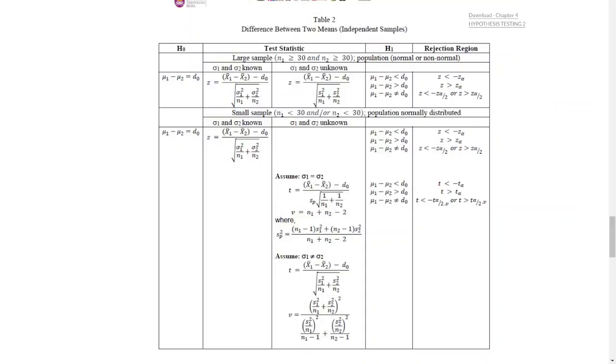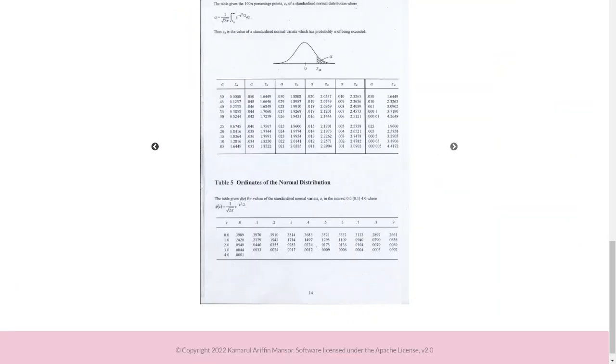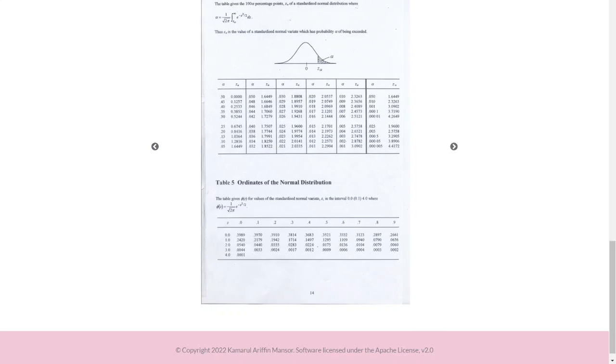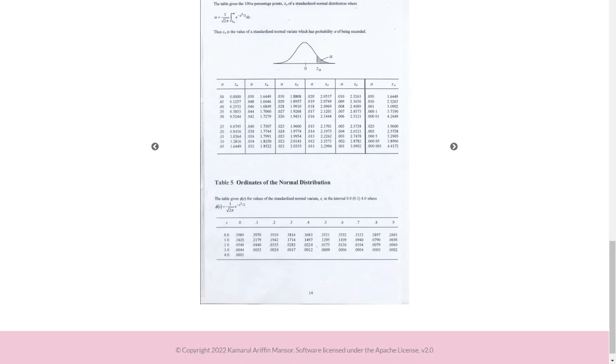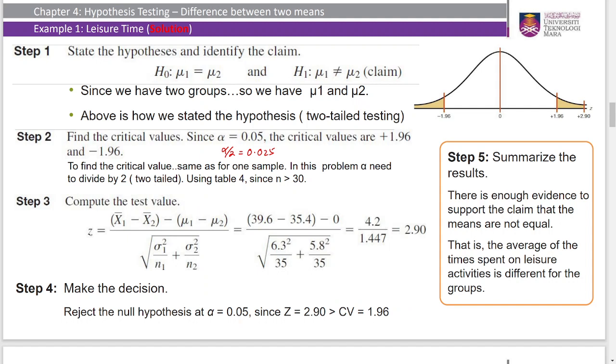So look at the table. Find 0.025. So here you have 0.025. This part you can see that the value is 1.96. So that's why you have here 1.96, negative 1.96 on the left side and positive 1.96 on the right side. Okay. Next.